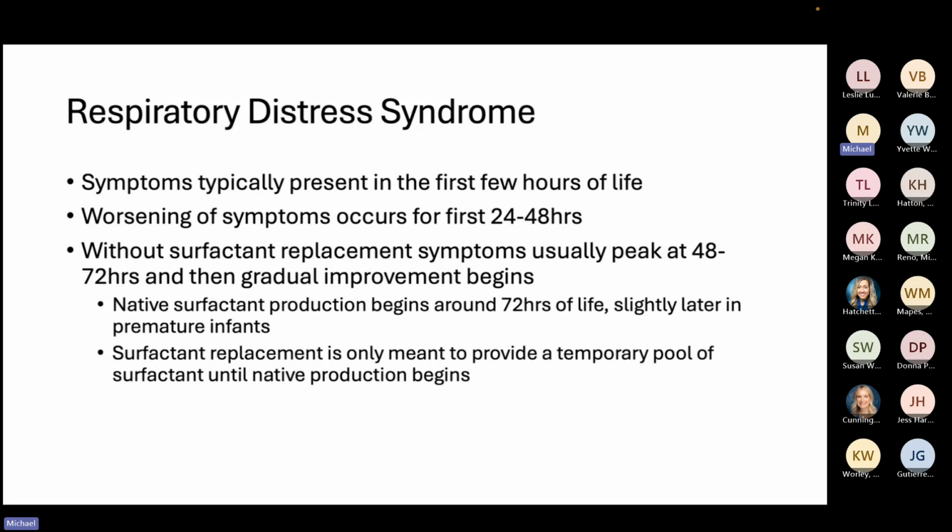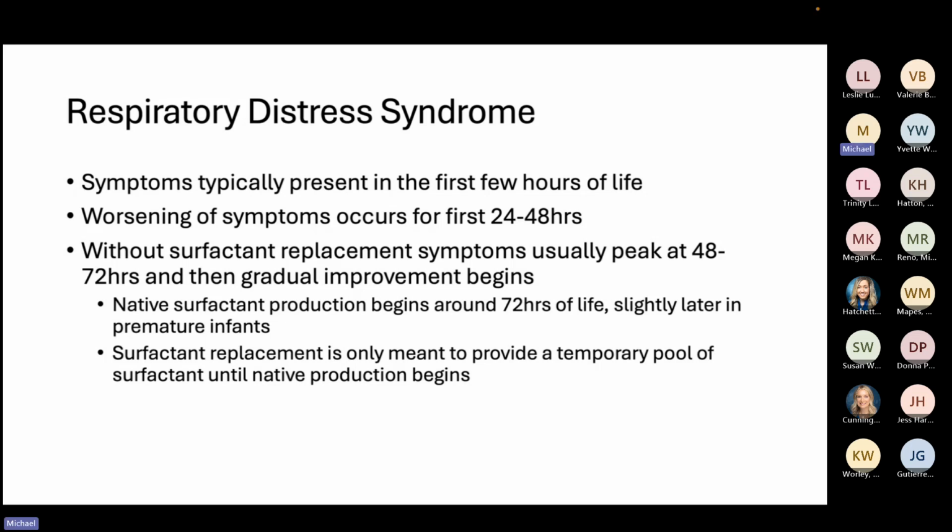Native surfactant production typically begins around 72 hours of life. Any baby, regardless of gestational age, even 24 weekers, begins to make surfactant at about 72 hours of life. Now, the older a child is, the faster they will make it and the faster they will turn it over. And so a baby who is born at, say, 28, 30, 32 weeks, while they still might make surfactant at 72 hours, are often not going to make enough to support them through. And so they may need multiple doses of surfactant replacement.